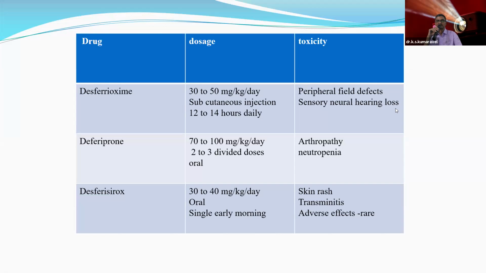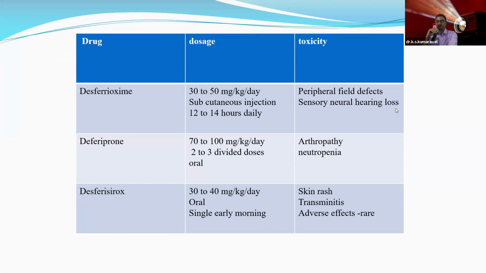Right now we are using deferasirox. The dose is 30 to 40 mg per kg per day, and it has to be taken orally. The common side effect which we observe is hepatitis, apart from skin rash and transaminitis. But the adverse effects are quite rare. It can be very safely given. And we monitor urea, creatinine, and LFT every month for patients who are on iron chelators.